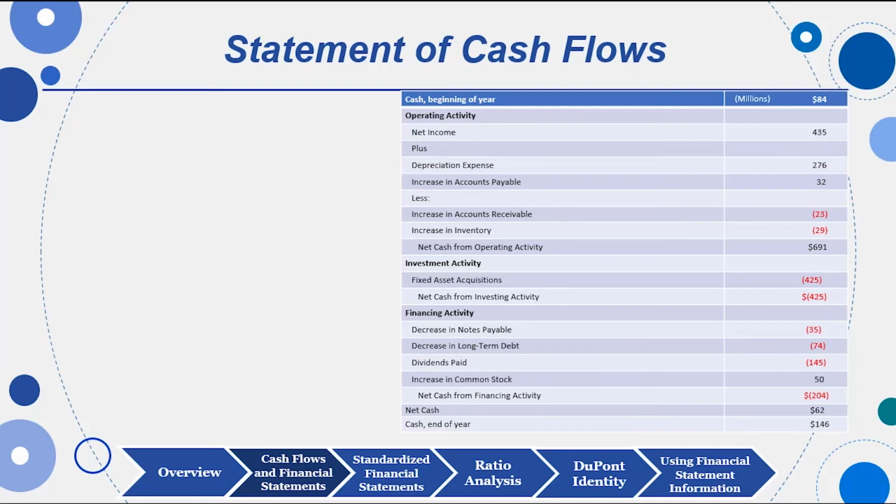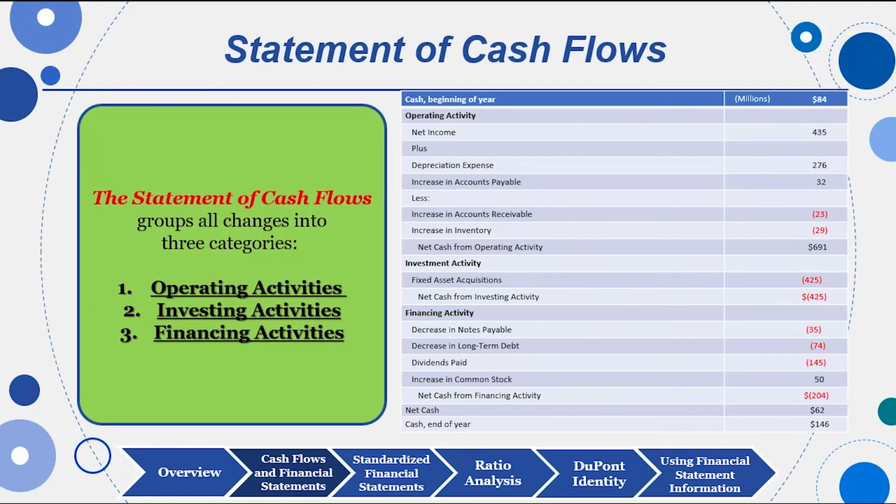So again, these statements can be used to evaluate the success of a company. All three, income statement, balance sheet, and statement of cash flows, can go a long way, in addition to ratio analysis, in helping us determine whether a company is successful or not. The statement of cash flows is currently broken into three sets of activities: operating activities, investing activities, and financing activities, as I mentioned before.